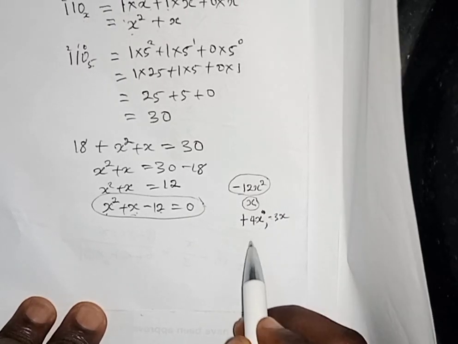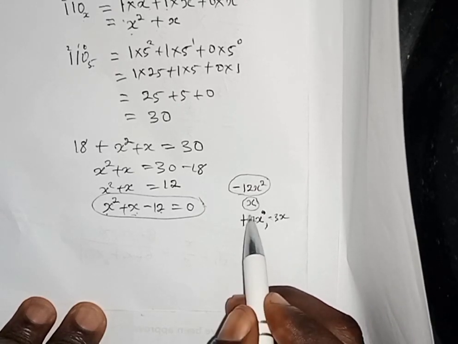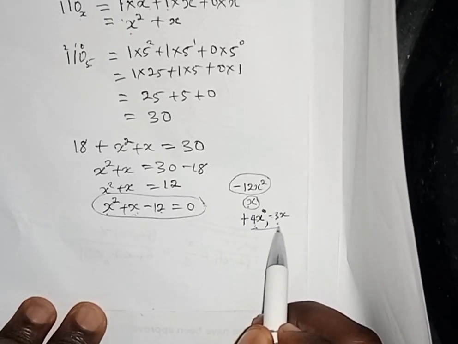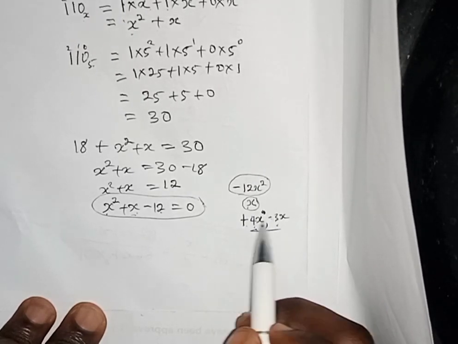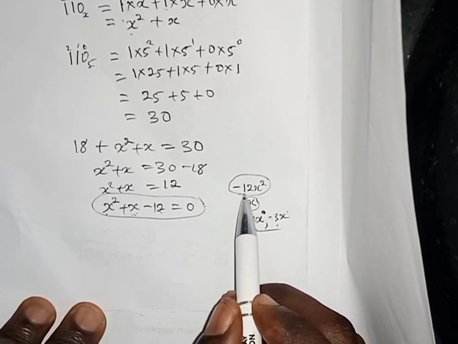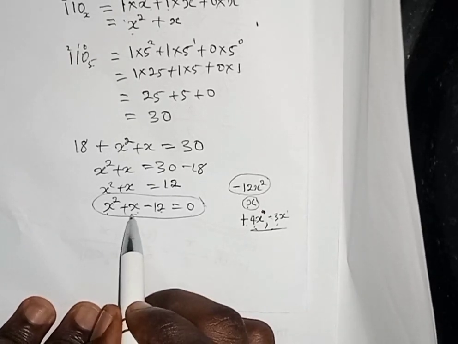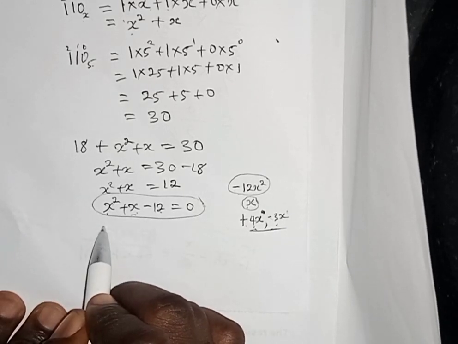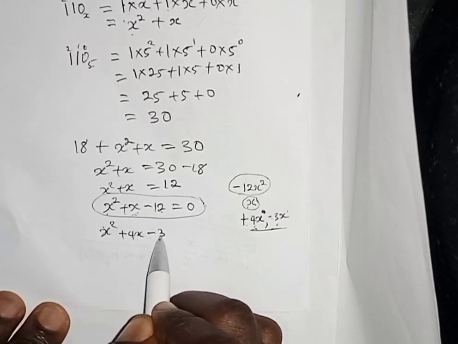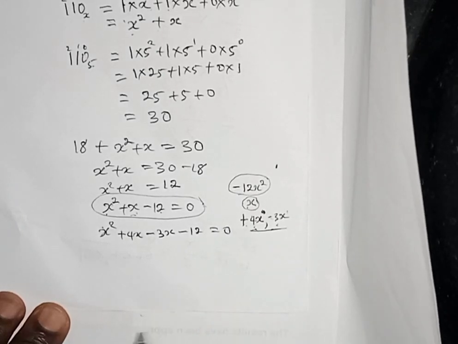minus 3x. Okay, so if you do plus 4x plus minus 3x, that is actually going to give you x. And if you also multiply positive 4x by negative 3x, it is going to give you minus 12x squared. So I'm going to use this to replace this x right here, and if I do that, I'm going to have x squared plus 4x minus 3x minus 12 is equal to 0.